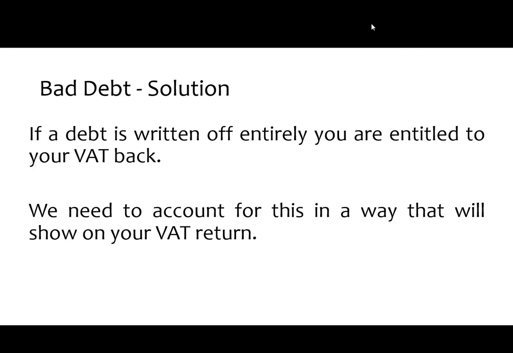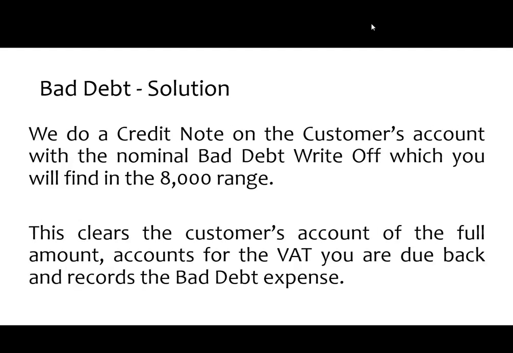Okay, so we need to do a number of things. We need to clear the customer's account. We need to get you your VAT back, and we need to record the business expense, that is bad debt written off. So we do a credit note on the customer's account with the nominal bad debt write-off, and you're going to find bad debt write-off somewhere in the 8,000 range in the nominals on Sage. This clears the customer's account of the full amount, accounts for the VAT you are due back, and records the bad debt expense as well.